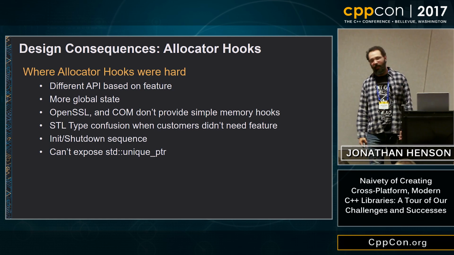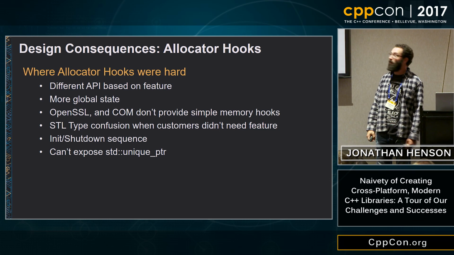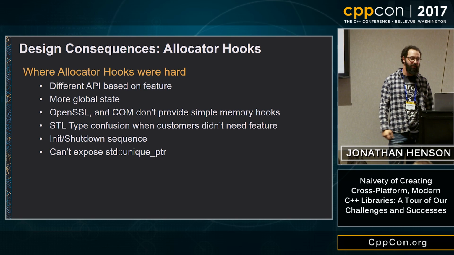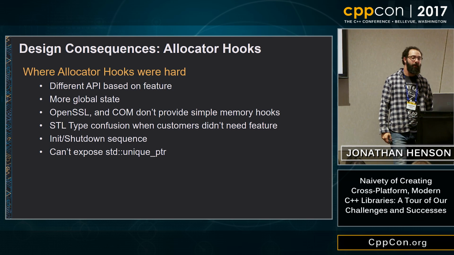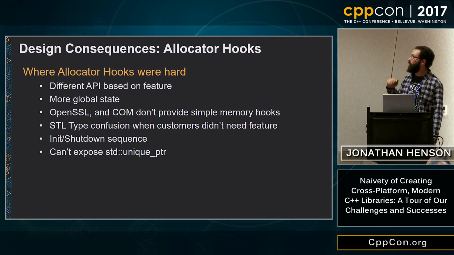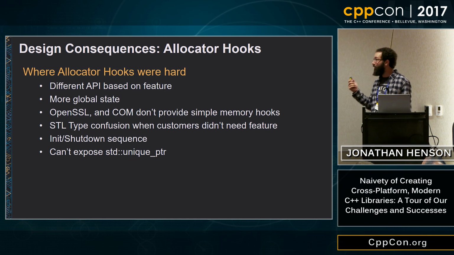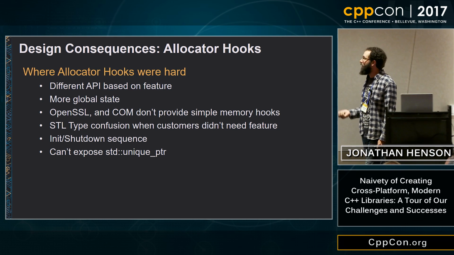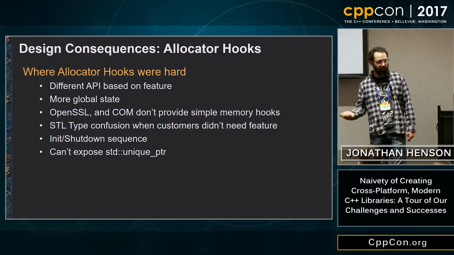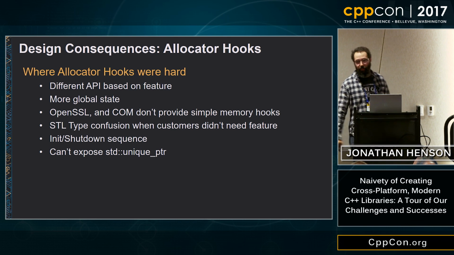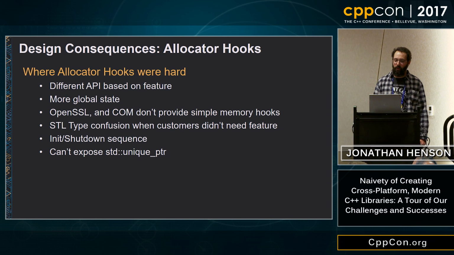Where this was hard, it changes the ABI. This one feature will essentially change what a standard map, what an AWS map, whether it's a standard map or something different. The initialization scheme installed global state, which is bad, and there's more reasons why this is bad we'll come to shortly. OpenSSL and COM don't provide simple memory hooks. So there's memory that's just lost that the customer has no control over.